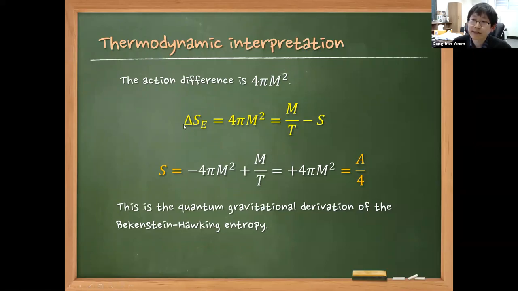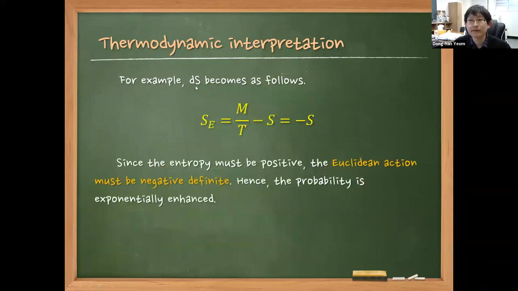So as I mentioned, the action difference is not exactly the same as the entropy, even though this 4 pi m squared is the same as the 4 pi m squared. This is just an accidental correspondence. One interesting example is the de Sitter space case. In the de Sitter space case, Euclidean action itself is finite because the Euclidean volume is finite. And this is the same as m over t minus s. But in the de Sitter case, there is no ADM mass for the pure de Sitter space. So if m goes to zero, then se equals minus s.